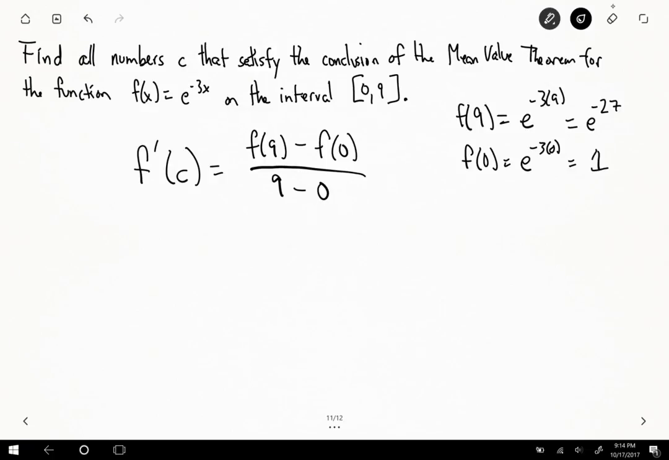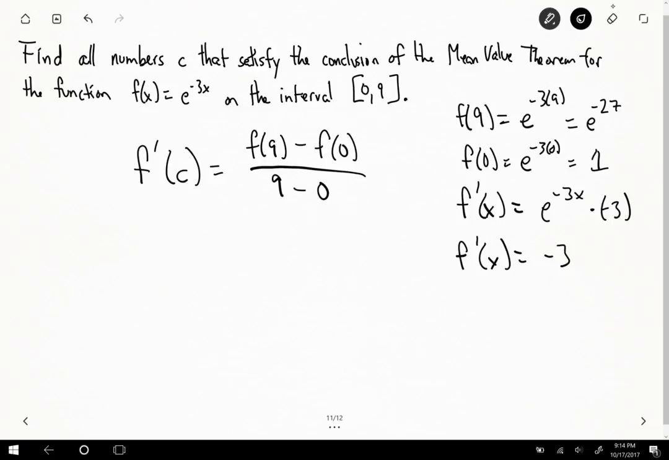Okay. The other piece that we're going to need is f prime of x. We need to figure out what that is so we can get f prime of c and solve for that c value. So we have the derivative of e to the -3x. Notice you write down the e to the -3x, and then multiply by the derivative of the material up in that exponent. So that's times our -3. So another way for us to write that, f prime of x equals -3e to the -3x, and that means f prime of c equals -3e to the -3c.